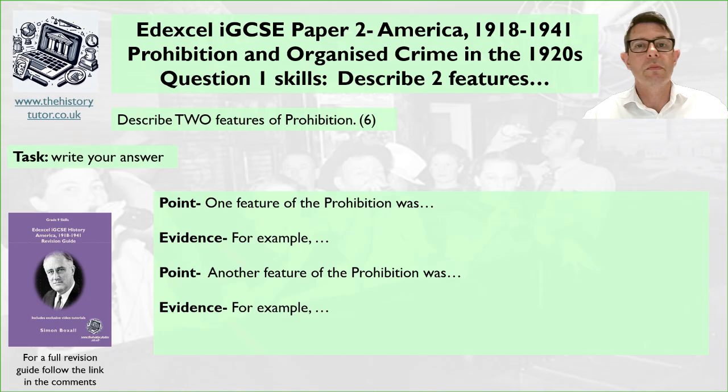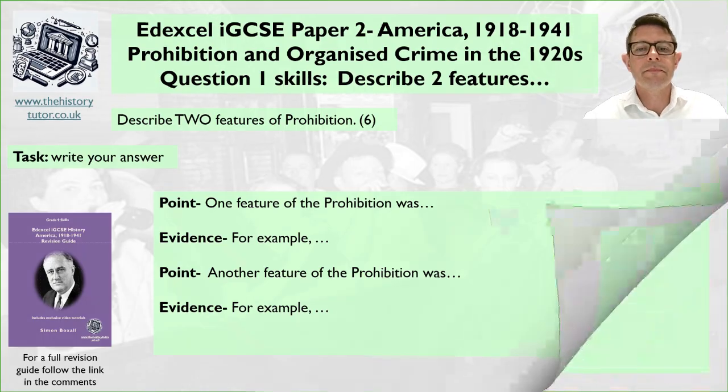One feature of prohibition was, for example, back it up with evidence. Another feature of this prohibition was, back it up with our evidence. So it should be nice and simple. So we're going to talk through this first answer together. Then I'll set you an organised crime question for you to do by yourself to develop your skills further.